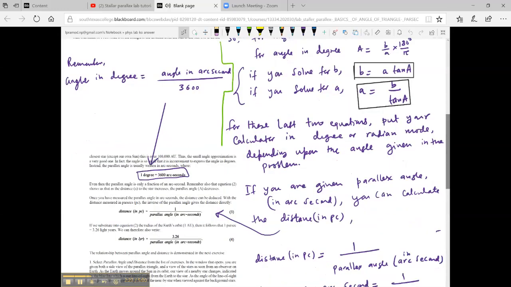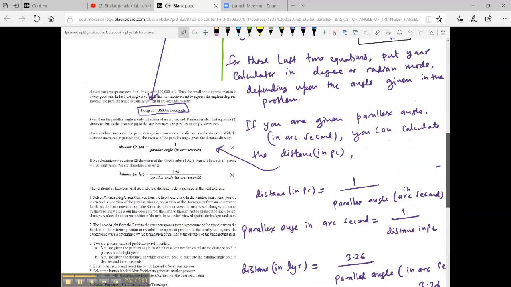For these last two equations, make sure that you put your calculator in the mode that the problem is giving you the angle in. For example, if the problem gives you the angle in radians, put your calculator in radian mode. If your problem gives you the angle in degrees, put your calculator in degree mode, so that you don't make mistakes.